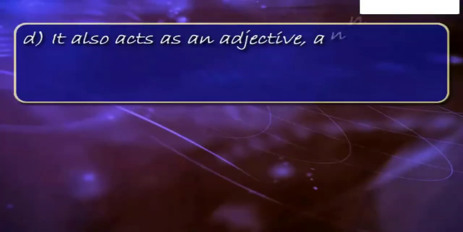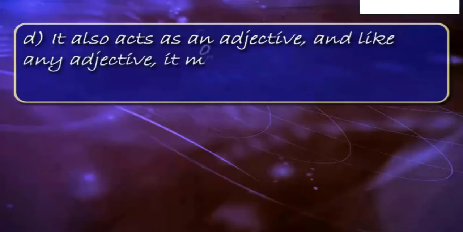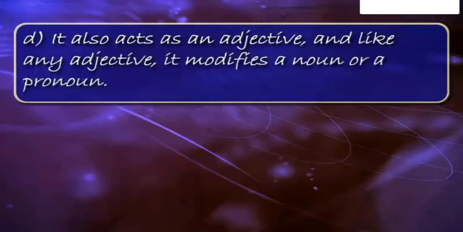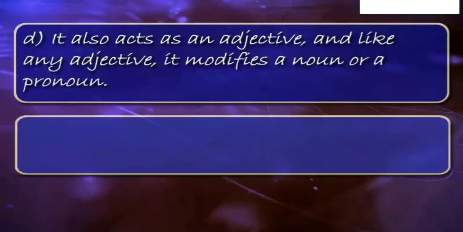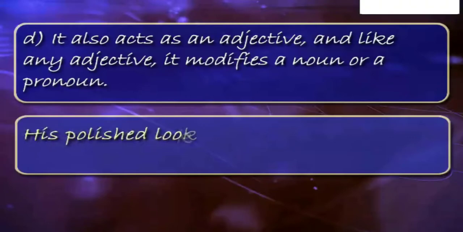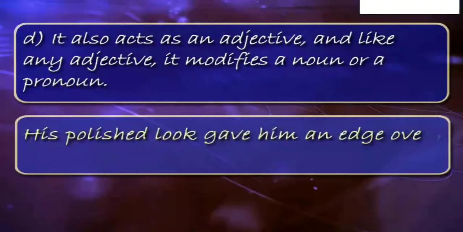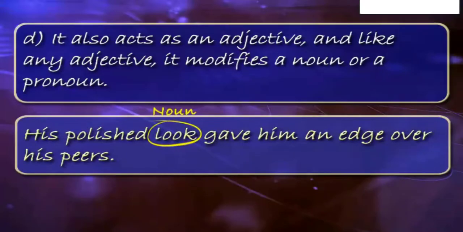D. It also acts as an adjective and, like any adjective, it modifies a noun or a pronoun. His polished look gave him an edge over his peers. Here, the past participle form of the verb polish is modifying the noun look. Ask the question, what kind of look? And you get the answer, polished look. Hence, polished is working as an adjective.